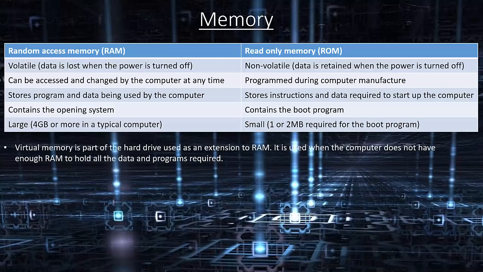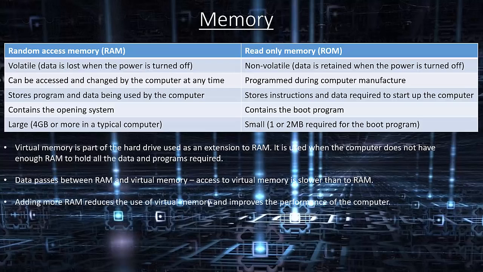Virtual memory is part of the hard drive used as an extension to RAM. It is used when the computer does not have enough RAM to hold all the data and programs required. Data passes between RAM and virtual memory. Access to virtual memory is slower than to RAM. Adding more RAM reduces the use of virtual memory and improves the performance of the computer.